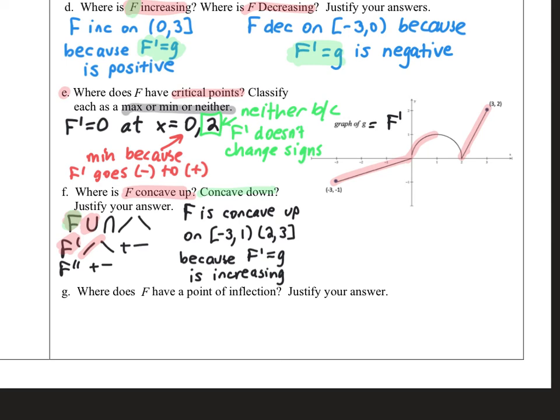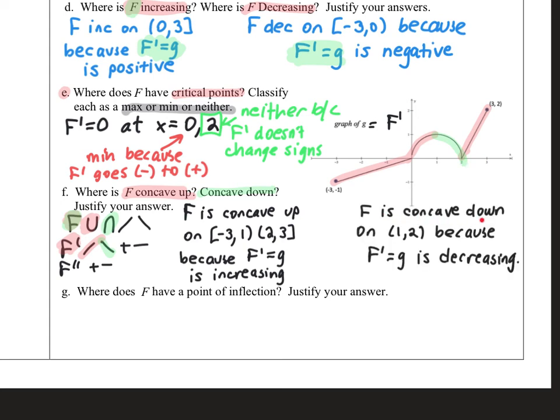So f is concave down where f prime is decreasing, which is this one interval that goes from 1 to 2. So f is concave down on my interval from 1 to 2 because f prime equals g is decreasing. And again, I made this connection and I wrote it explicitly that f prime equals g. Really, all you have to do is say it once for any given problem. I said it multiple times just to be safe, but one time is actually okay.